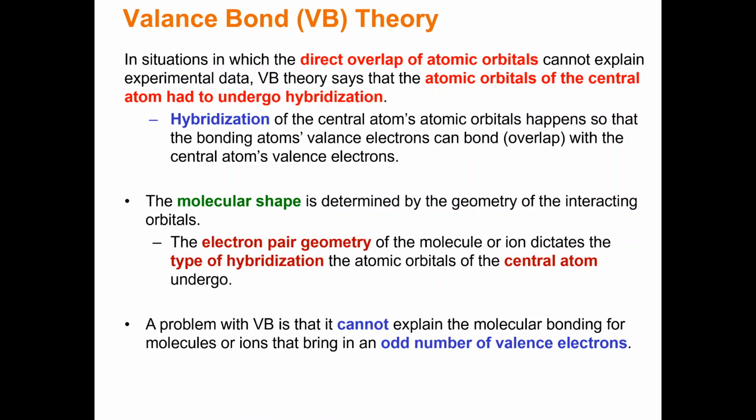Okay, the molecular shape is determined by the geometry of the interacting orbitals. And the electron pair geometry of the molecule or ion dictates the type of hybridization around the central atom. So in other words, the shape of the molecule dictates how it's hybridized. A problem with valence bond theory is it can't explain the molecular bonding for molecules or ions that have an odd number of valence electrons. So not every atom has an even number of electrons, so what happens then?